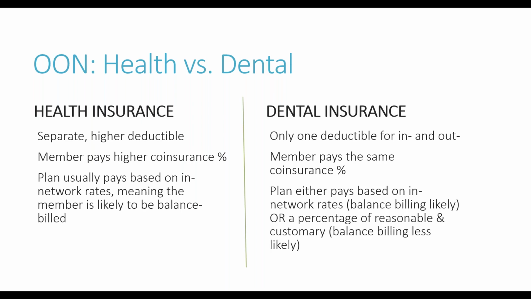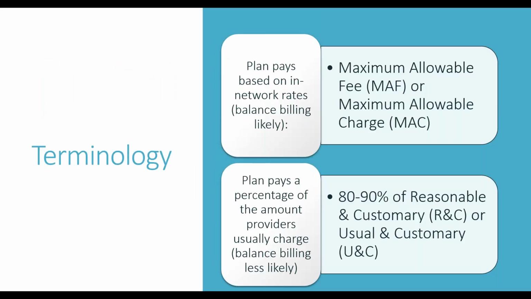With dental insurance, there are two options. One is when the member goes out of network, the plan pays based on the in-network amount. That's called the maximum allowable fee, and the dentist is likely to balance bill. But the other option is a percentage of reasonable and customary, so that the payment amount to the dentist is actually increased for out-of-network services, and the dentist is less likely to balance bill.